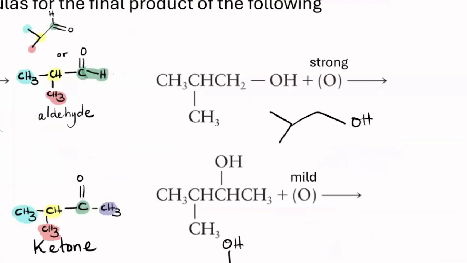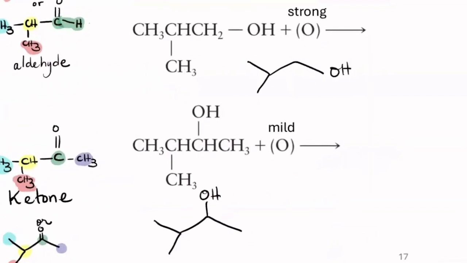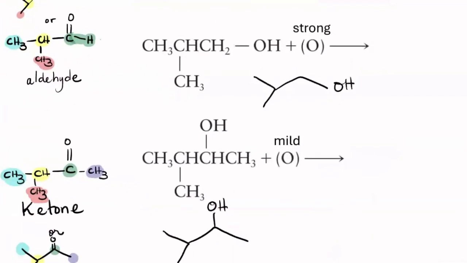If we move to the examples on the right, we can observe that we still have on the top a primary alcohol, and this is a secondary alcohol. Under strong oxidation conditions, the primary alcohol turns into a carboxylic acid. While the secondary alcohol, now under mild oxidation conditions, makes a ketone, just like when we had a strong oxidant.